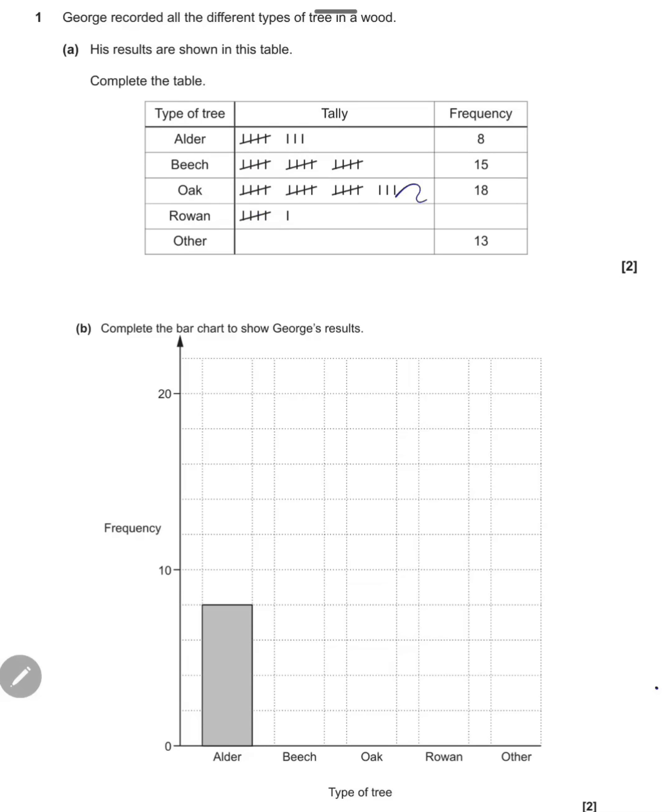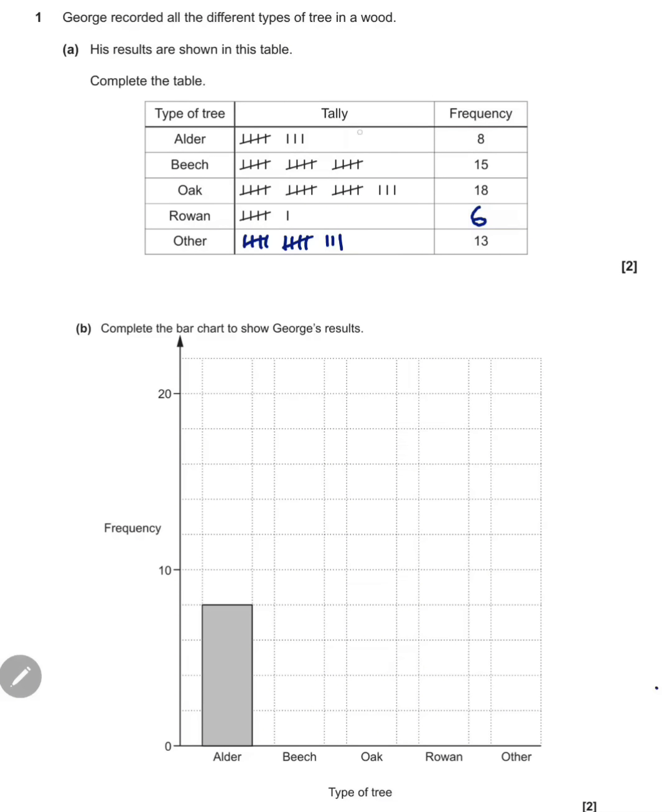Question 1, we've got a tally chart with a missing frequency and a missing tally, and the first question is just to fill those in. So let's have a look here. We've got 5, 6, that missing frequency is 6. And then down here, we've got a frequency of 13, but no tally. So I'm going to go 1, 2, 3, 4, 5, 6, 7, 8, 9, 10, 11, 12, 13. There's the first 2 marks.